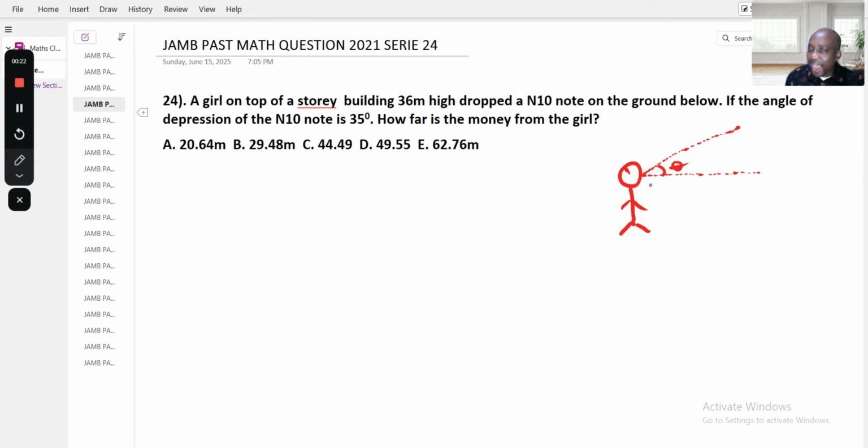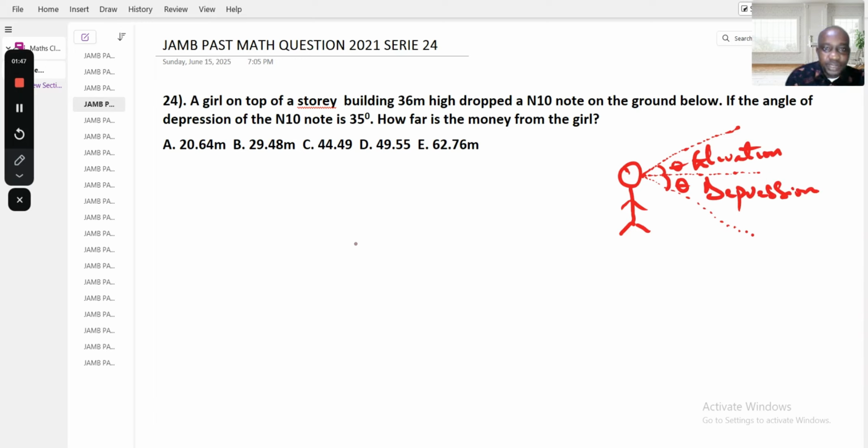But when the girl drops 10 naira on the ground floor, she will be looking down to look at the money on the floor. It means that the angle between the level of her eyes and the line of her eyes towards down is called the angle of depression. Therefore, this one is elevation. This one is angle of depression.